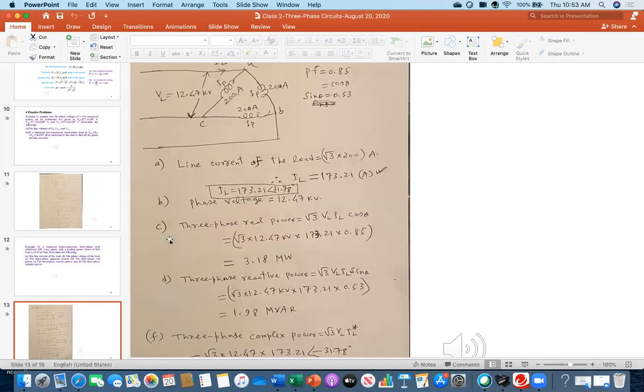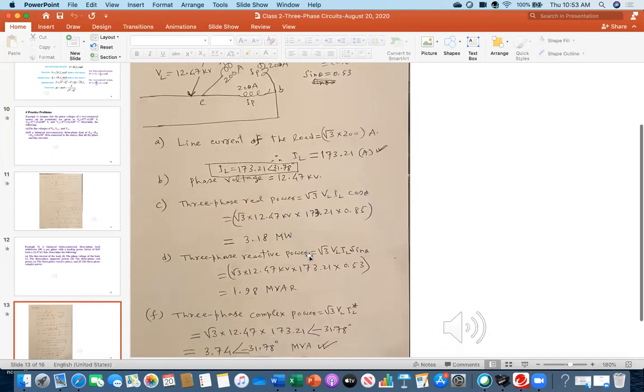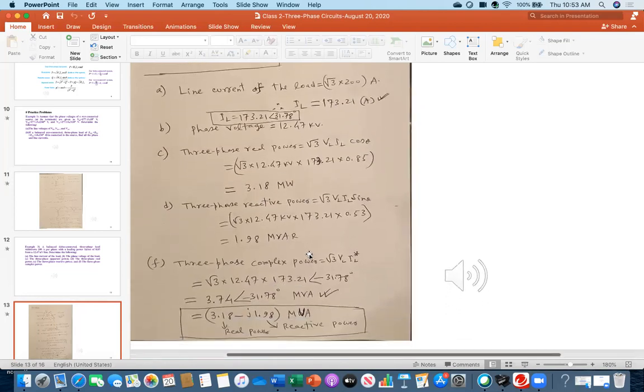Now question number C is find out the three-phase real power. So what is the equation? You see, √3 VL IL cos theta, that we learned. So therefore √3 times VL, that quantity 12.47 kV, IL we calculated 173.21. What is the cos theta? Cos theta is that 0.85. So if you multiply, 3.18 megawatt, I converted into watt. So this is megawatt.